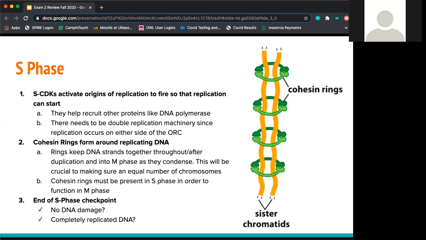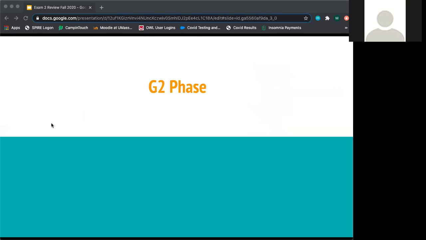So at the end of S phase, there's a checkpoint and you're checking that there's no DNA damage and that the DNA has been completely and as accurately as possible replicated. So then at this point, you'd be entering G2 phase.